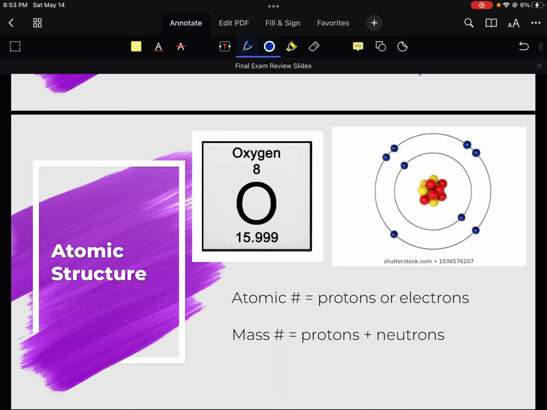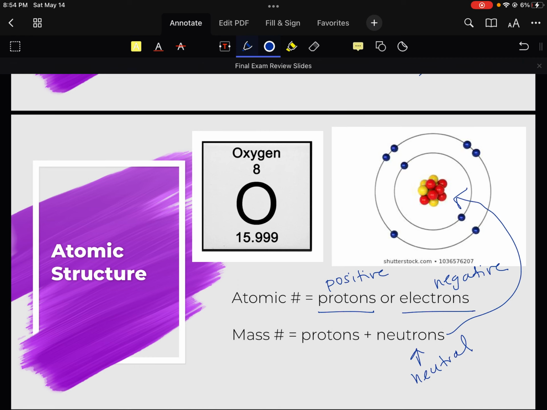You do need to know about the atomic structure. So remember, atomic number is our protons or our electrons. So when we have a neutral atom, we know that those are equal to each other. Our protons are our positively charged particles, and our electrons are the negative charge. Neutrons are neutral, and it's the neutrons and protons that make up the mass number. So if you can remember, the nucleus is the mass. We know the electrons are not in the nucleus. We know that they're floating around the outside. So that has to leave you with the protons and the neutrons as the only other thing.